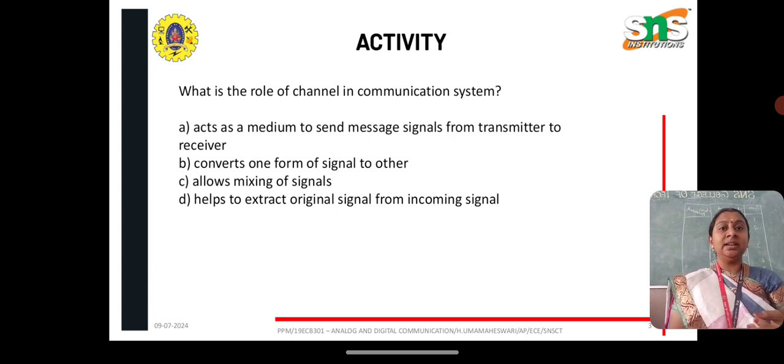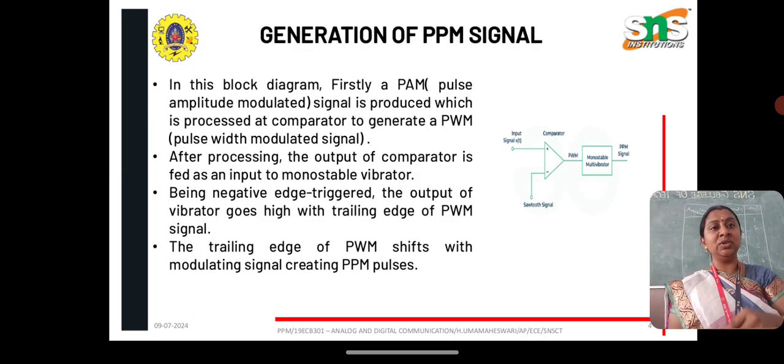The activity here is: what is the role of the channel in the communication system? Whether it acts as a medium to send a message signal from the transmitter to the receiver, or it converts one form of signal to another, or it allows the mixing of signals, or it helps to extract the original signal from the incoming signal.